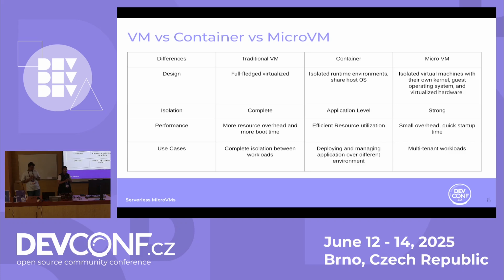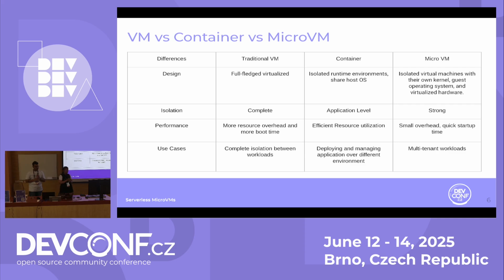For the isolation part, a traditional VM provides you complete isolation. A container provides only application-level isolation, and a micro-VM, just like the traditional VM, provides strong isolation.